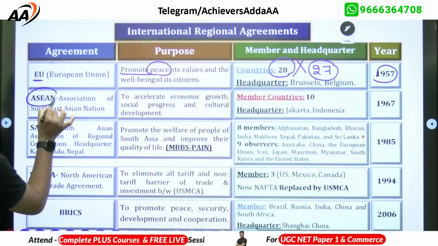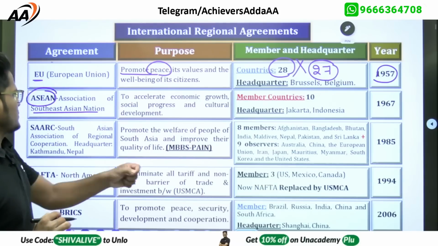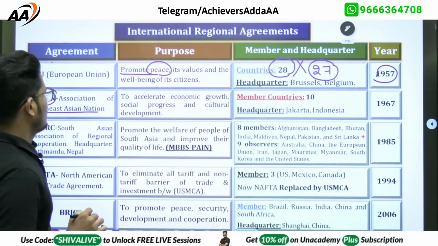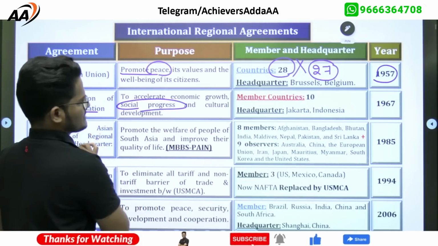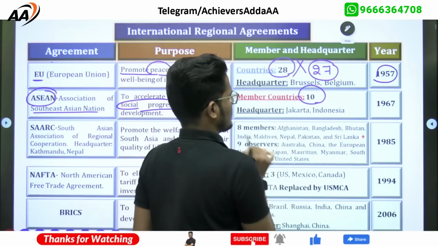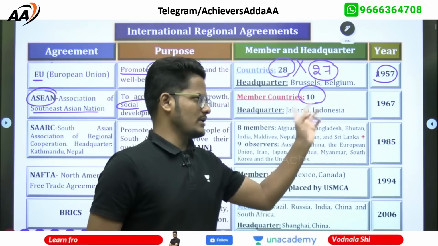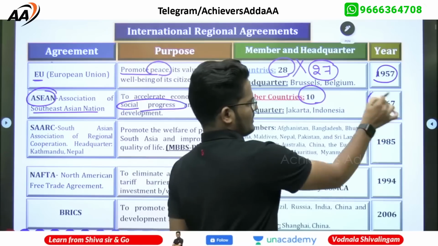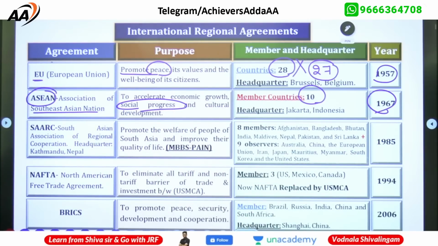After that, ASEAN is the Association of Southeast Asian Nations, to accelerate economic and social progress and cultural development. Here there are a total of 10 countries, Asian countries only. Jakarta, Indonesia is the location of the headquarters. Formed in 1967.